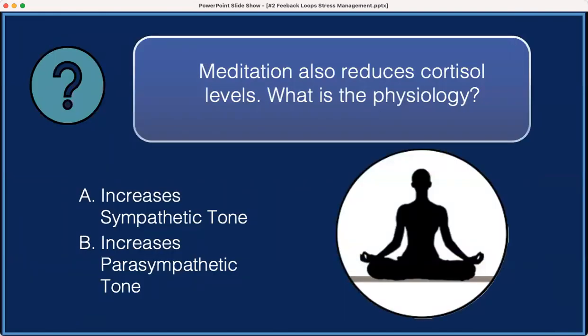Okay, next question. Meditation also reduces cortisol levels. What's the physiology? Notice what posture this meditation uses. Also, yoga has some great postures. Does it A, increase sympathetic tone, or B, increase parasympathetic tone? The answer: it increases parasympathetic tone, so it decreases your stress.